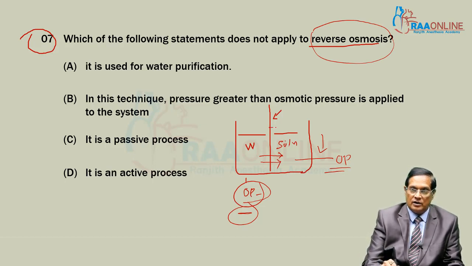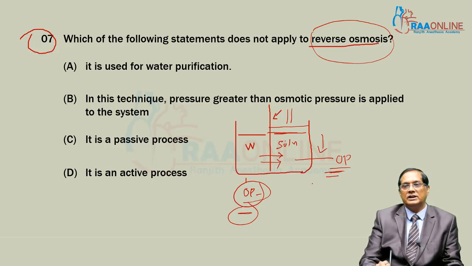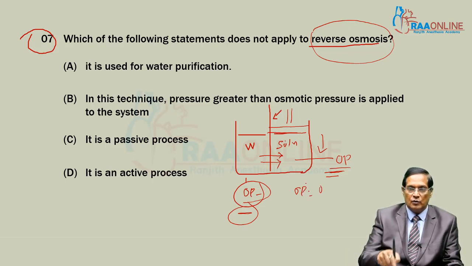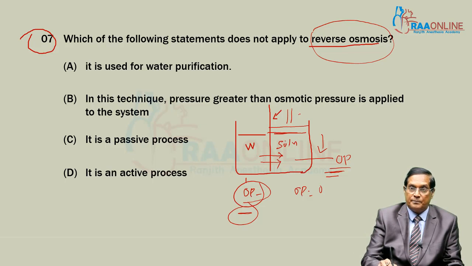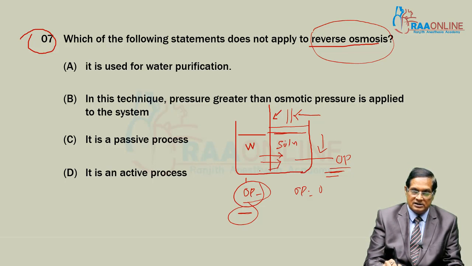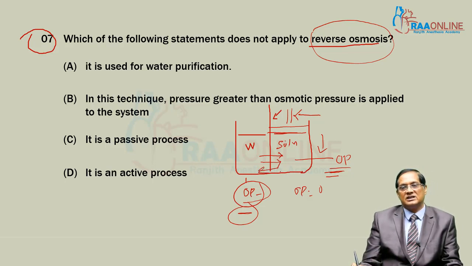That is, first of all, apply pressure over here to stop osmotic movement of solvent in it, and that pressure is equal to the OP of this solution. And if pressure is more, in that case direction of osmosis is reversed. If we apply pressure over the solution, in that case the direction is reversed.